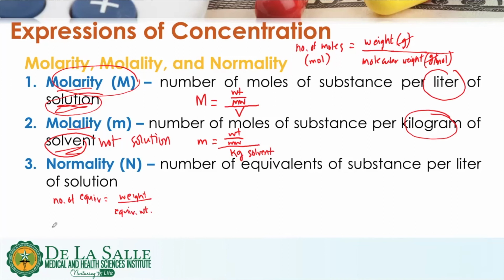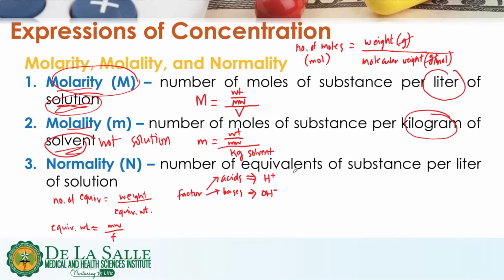Now, what is equivalent weight? Equivalent weight is equal to the molecular weight of the substance divided by its factor. Now, there's another question. What is the factor? The factor differs depending on the substance that you have. For acids, the factor is basically the number of replaceable protons or H plus. For bases, the factor is basically the number of hydroxide ions that can be replaced in the substance.